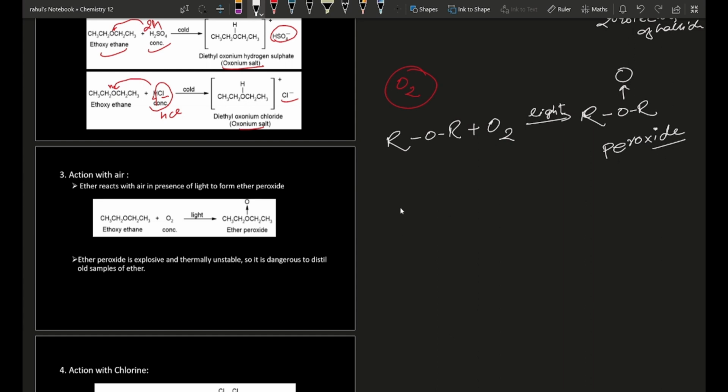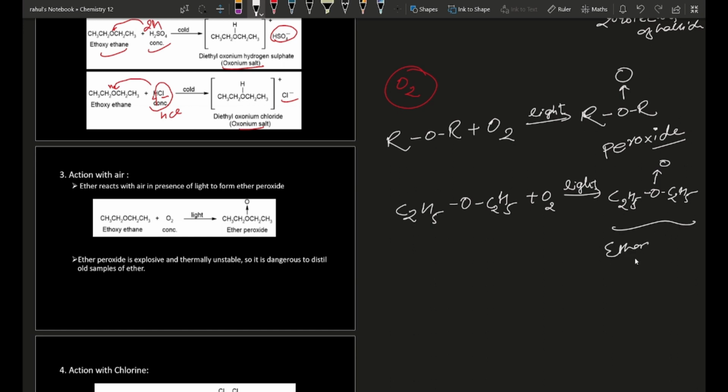For example, C2H5 oxygen C2H5 in presence of oxygen and light, what we get is C2H5 and the peroxide bond will be formed. So this is considered as ether peroxide. So action with O2 happens like this, it will give peroxide.